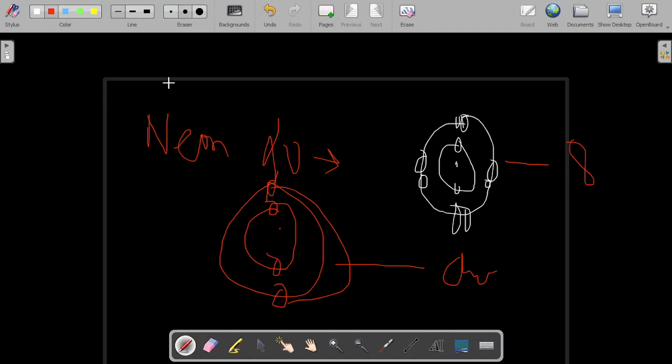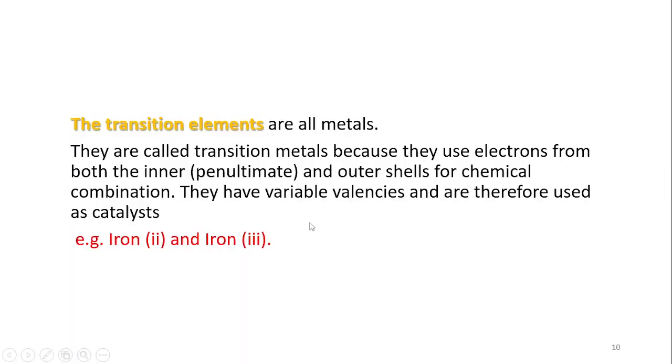But for the transition elements, as stated here, they use the valence electrons and the penultimate electrons, and the electrons in the inner shell. It is a mixed use of the electrons in the inner and outer shells for the transition elements. So that's what is stated here. And they have variable valencies and are therefore used as catalysts. An example is iron 2 and iron 3.